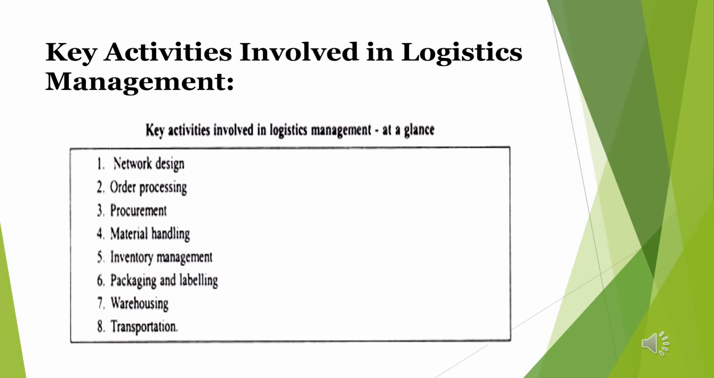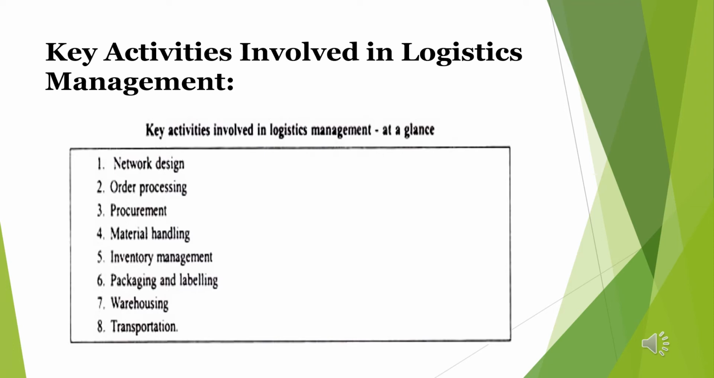Now we will briefly discuss the key activities which are involved in logistics management. The first activity involved in logistics management is network design. Network design is one of the prime responsibilities of logistics management. This network is required to determine the number and the proper location of manufacturing plants, warehouses, and materials handling equipment, on which the logistical efficiency practically depends.